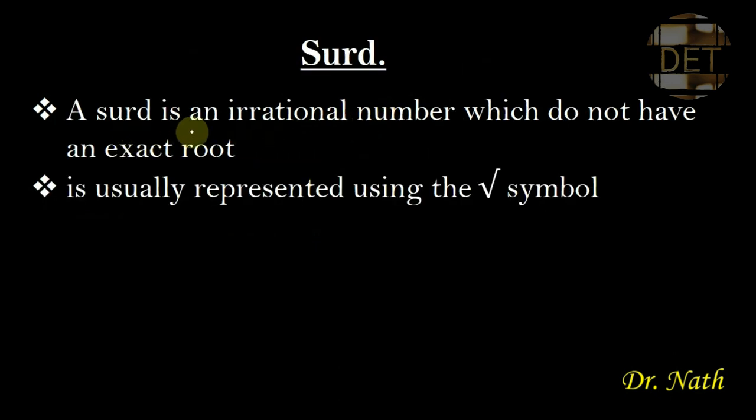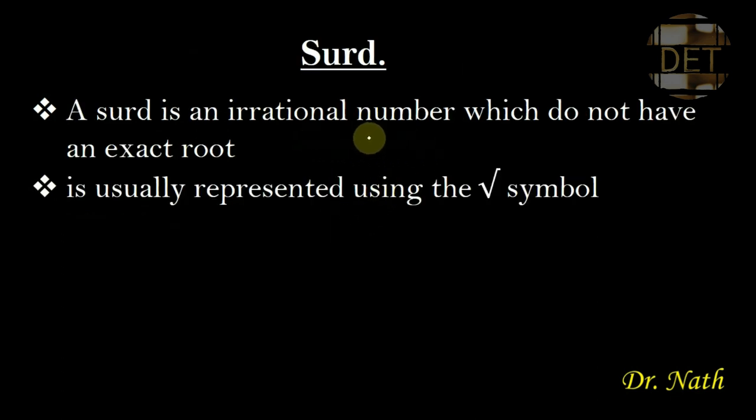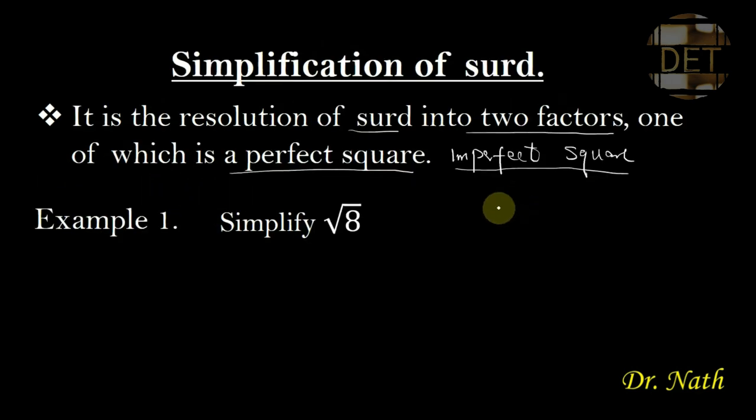And like I said before, a surd is an irrational number which does not have an exact root and is usually represented using the square root symbol. So for example, simplify the square root of 8. This is example 1. The square root of 8 is an example of a surd. Why is it a surd? It is a surd because it is an irrational number which does not have an exact root and is carrying the square root symbol.